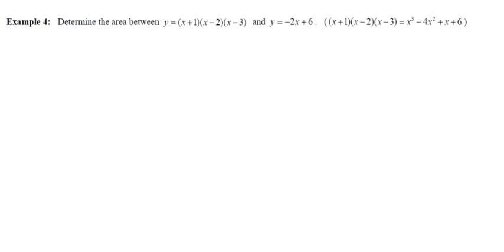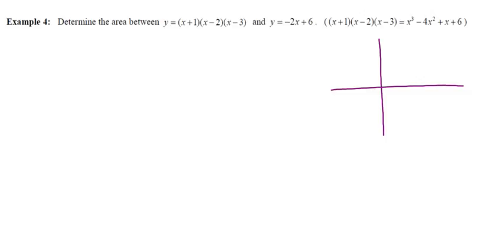So how are we going to start this? What should we do? Before we do anything else, what should we do first? So we need to know who's on top, right? Which is the upper function. Which means we need to draw a picture. And we need to set these equations equal to each other and solve for their intersection or intersections. Right?